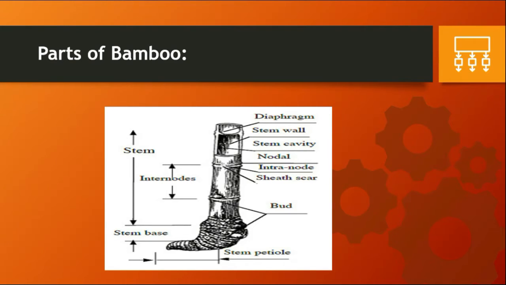First, the stem. The stem is the part of the bamboo plant that grows above the ground. It is usually straight and cylindrical in form. These bamboo stems have nodes between two internodes that strengthen the system. Second, the stem base. The lower part of a bamboo stem is called the stem base. It extends into the soil and connects to the rhizome and root system.